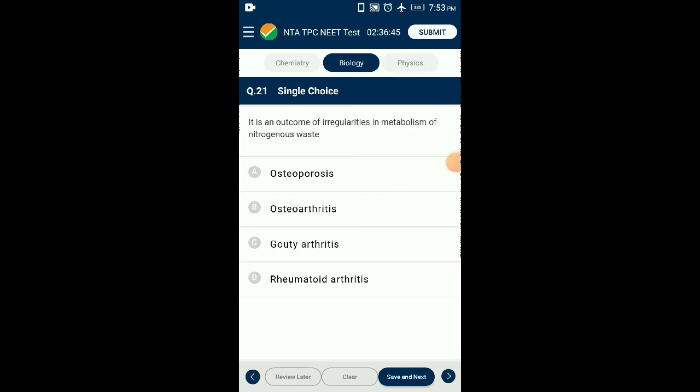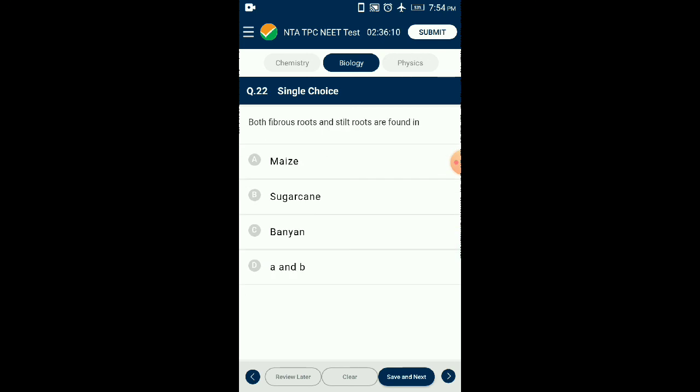Question number 21. It is an outcome of irregularities in the metabolism of nitrogenous waste. Gout is a disorder in which deposition of uric acid crystals occurs in a joint. It is a type of arthritis. It causes inflammation, usually in one joint, that begins suddenly. The main cause of gout is hyperuricemia. Uric acid is a byproduct of purine metabolism. So the answer for this question is option C, gouty arthritis.